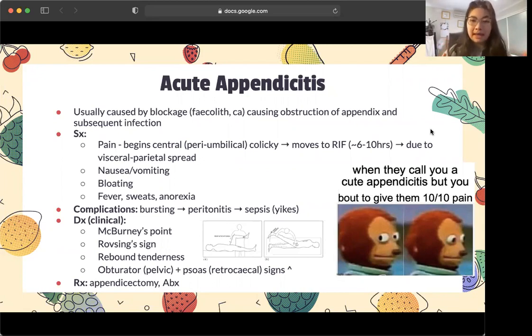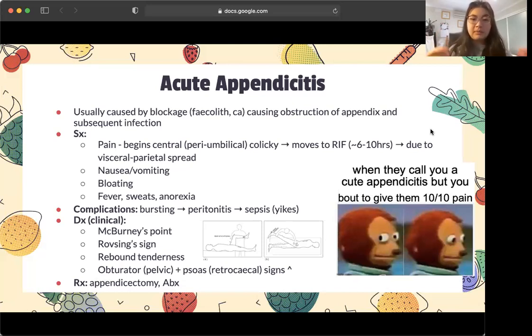Typically, we're going to have pain starting in the periumbilical region, like we talked about, migrating to the RIF, very commonly associated with nausea and vomiting. And obviously, because it's inflammation and infection, we can have fevers, sweats as well. Complication, mainly, we don't want it to perforate and burst. That would be bad. It will infect with bacteria the normally very sterile peritoneal cavity. And so you get peritonitis, and if it gets into the blood, sepsis.